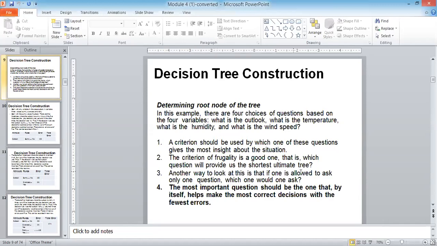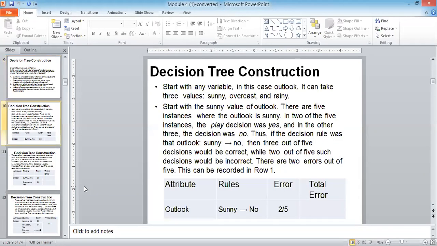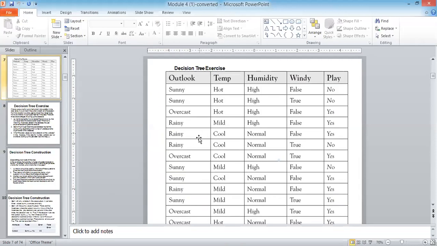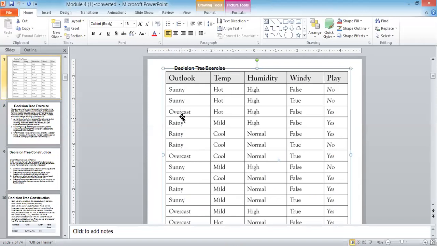Another way to look at it is, if one is allowed to ask only one question, then which one will he ask? The most important question is the one that helps to make the correct decision with the fewest errors. Now, how do we find the error? Look here at Outlook. If I take the example of sunny, sunny appears 1, 2, 3, 4, 5 times, out of which it is no for 2 times and yes for 3 times.